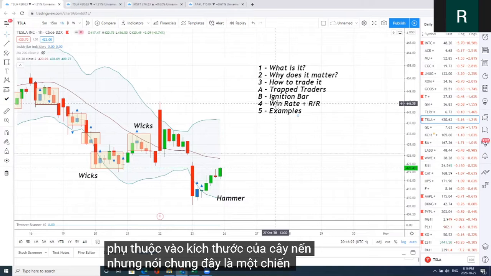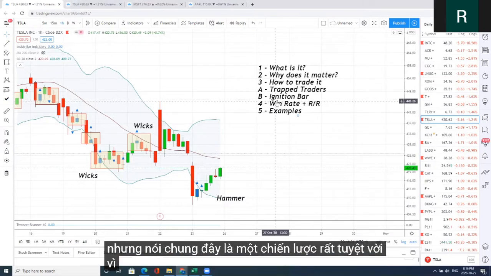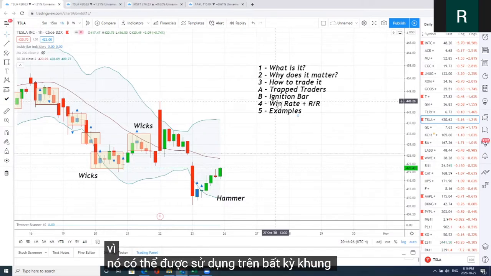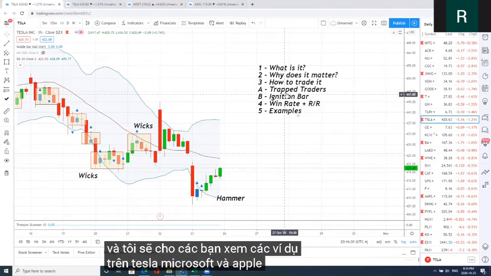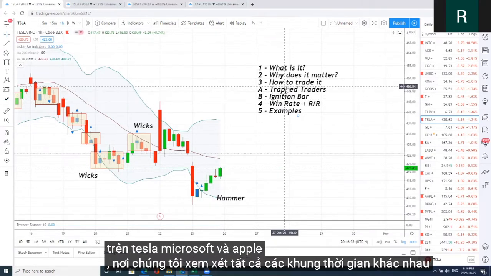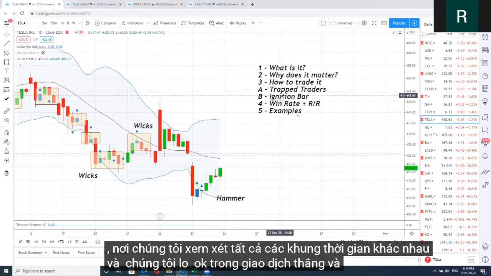But in general, this is a very great strategy because it can be used on any time frame. And I'm going to show you guys examples on Tesla, Microsoft, and Apple, where we look at all different time frames and we look at winning and losing trades.